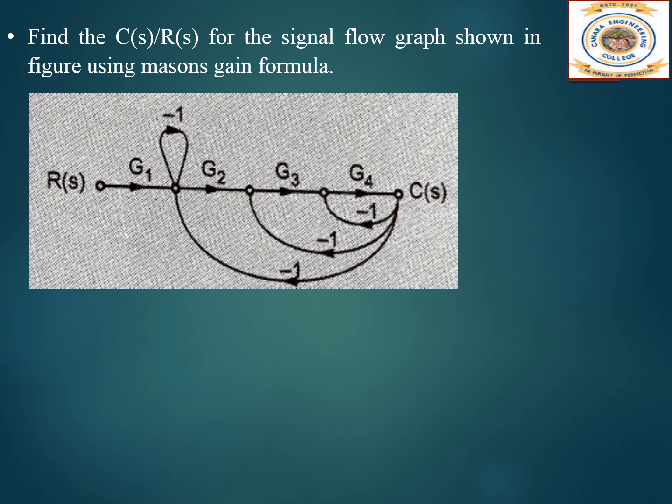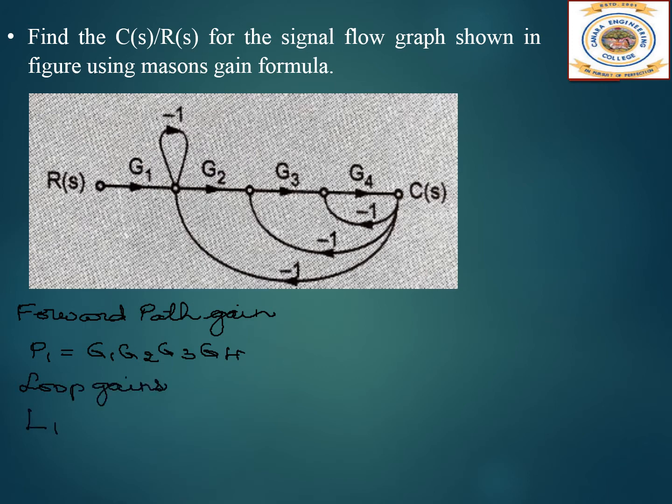First, what are we supposed to write? First we are supposed to write the forward path gain. We have only one: P1 is equal to G1, G2, G3, G4. Next, loop gains. Simple four loops, straightforward, no confusion at all. So minus G4 is L2, minus G3 G4 is L3.